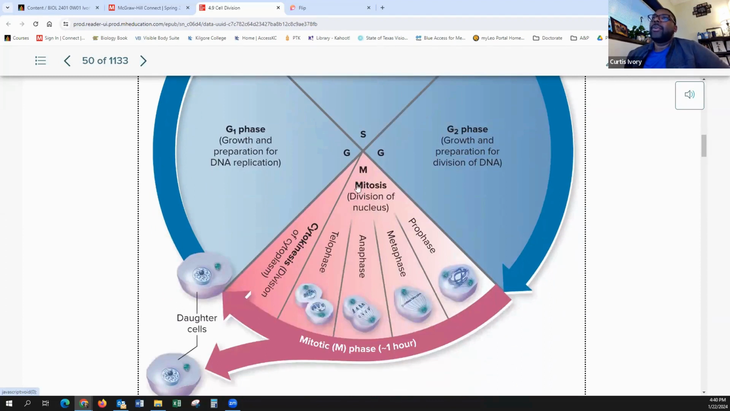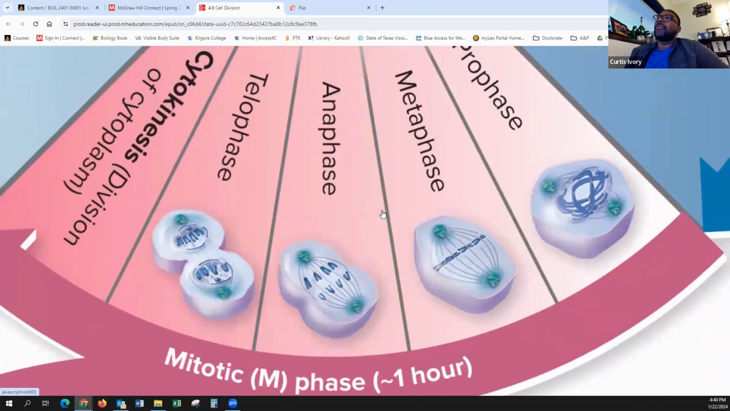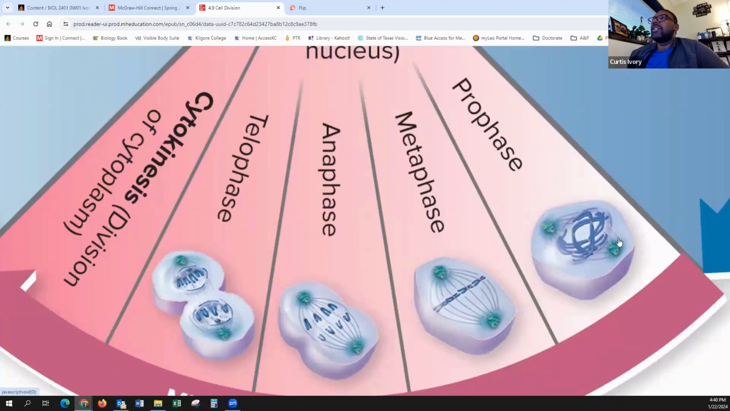But in the M phase, what most people are aware of, M stands for mitosis. And these are the different phases. You have prophase, metaphase, anaphase, and telophase. If we look a little bit more closely, in prophase, we don't really see the nucleus as much, but we see that the chromatin have wound into chromosomes.